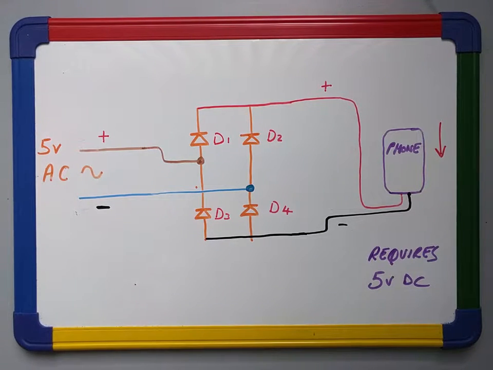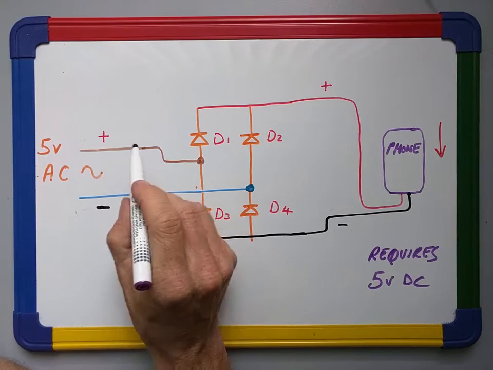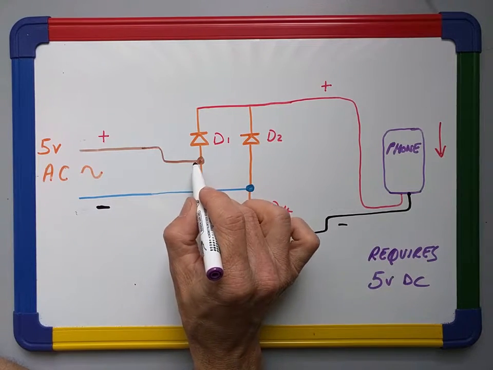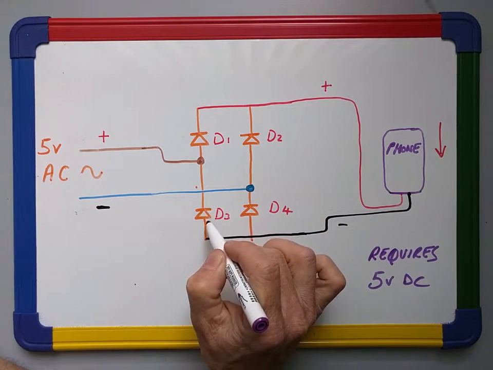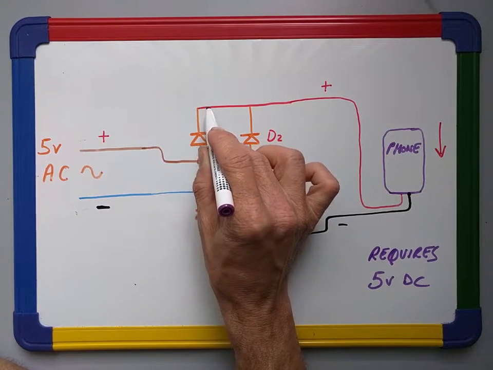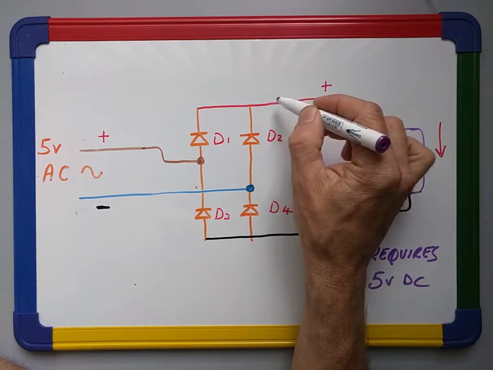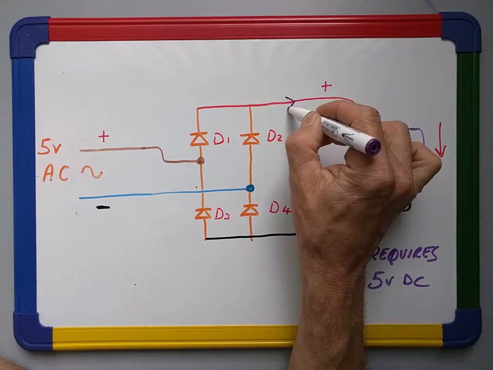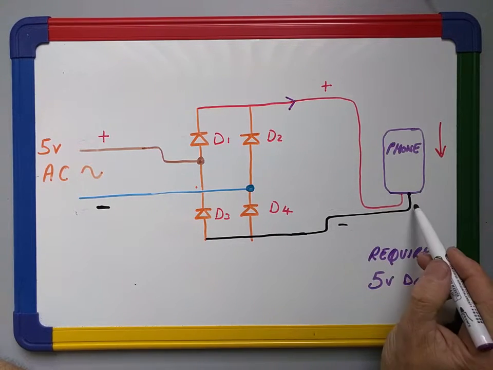And let's see what happens to the current flow. So if it's positive here and negative here, the current's going to flow in here, and it can't flow downwards through this diode because it'll be going the wrong way. So it has to flow up through this diode, along. Can't flow down through this one because that's going to be the wrong way. So it's going to flow along there, through the phone, from top to bottom, just like we want.